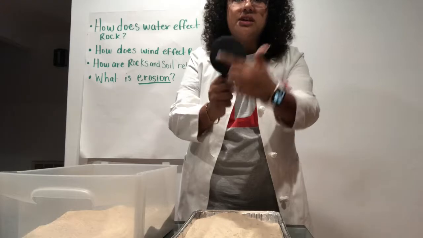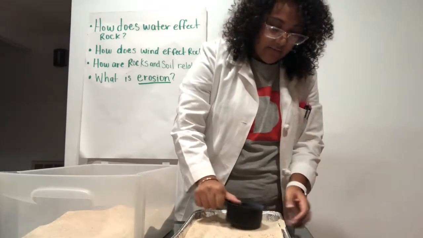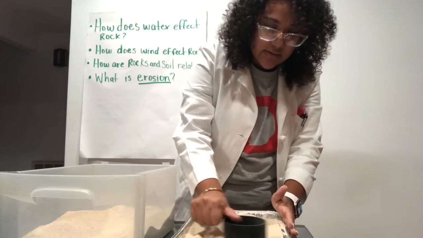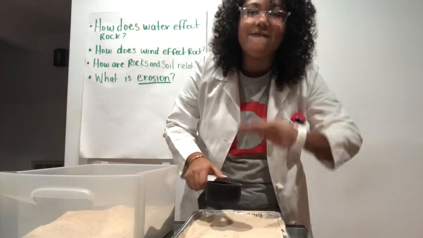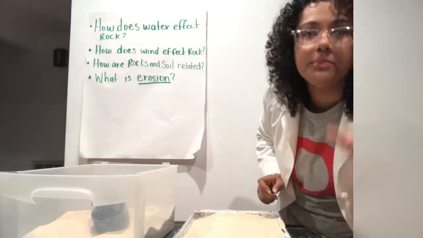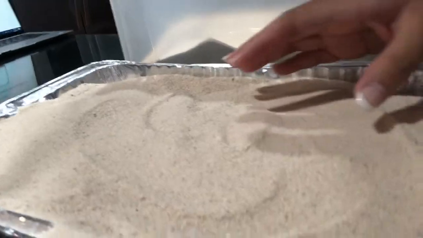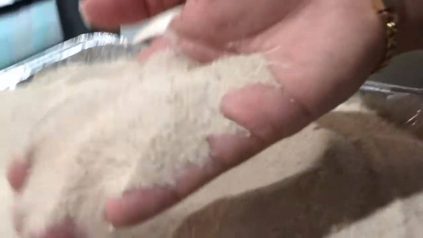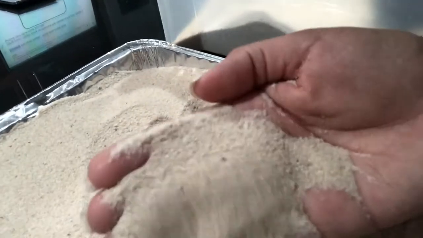So for that, I'm just gonna use the back of my measuring cup, and I'm gonna pat it down to be as even and flat as possible. I'm gonna bring you in. I want you to examine this sand closely. What does it look like? Bring in the magnifying glass so we can see it.